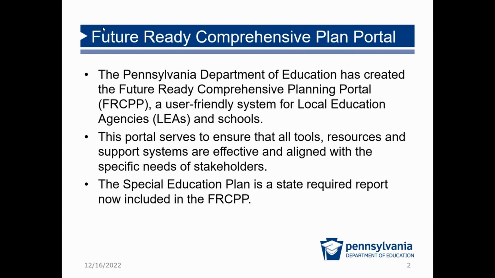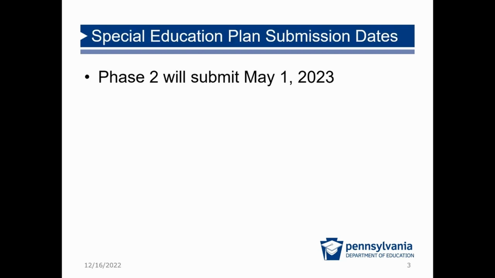The portal serves to ensure that all tools, resources, and support systems are effective and aligned with the specific needs of stakeholders. The special education plan is now a state required report included in the FRCP. It is no longer in the comprehensive plan as previously before. Phase 2 school districts will submit their plan May 1, 2023.